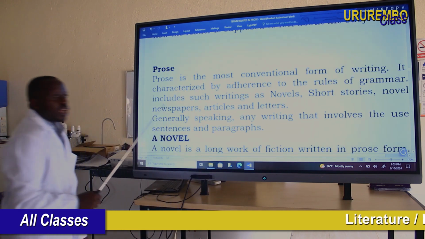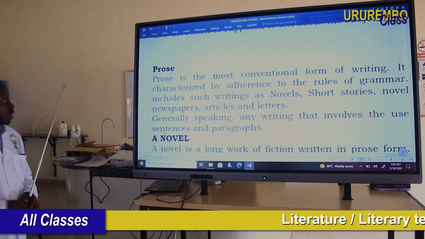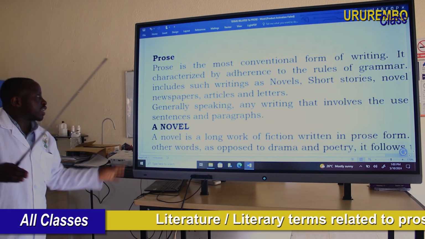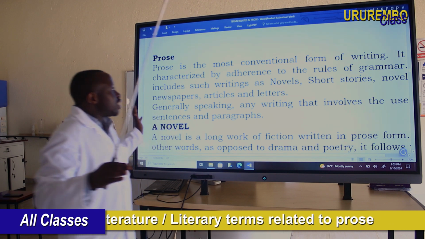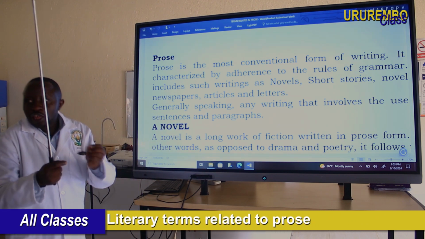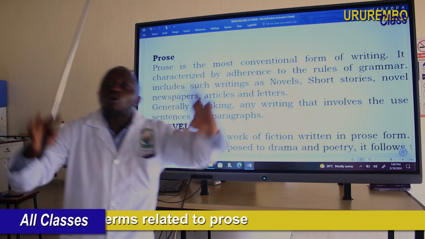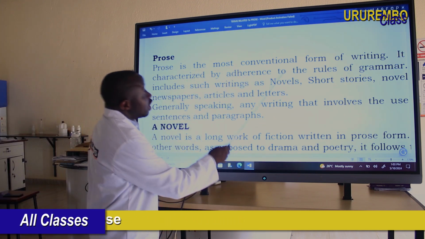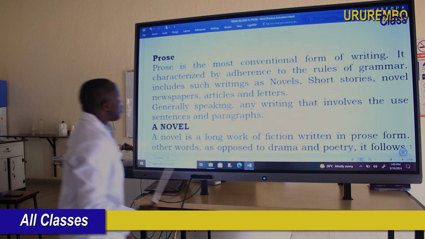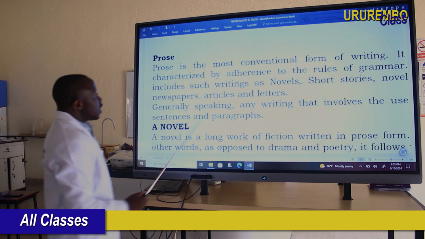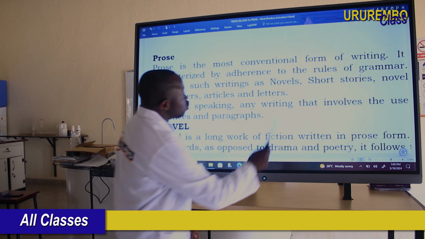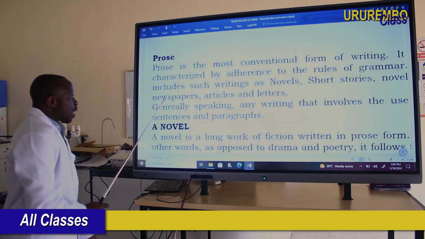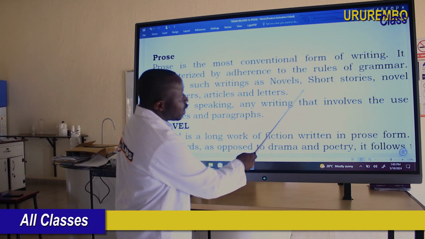we have the term prose. What is prose? Okay, simply, prose is a conventional form of writing that is written in continuous sentences and organized into paragraphs. And also you can see prose respects the grammatical rules. Okay, and then examples of prose are novels, short stories, novellas, newspaper articles, and letters.